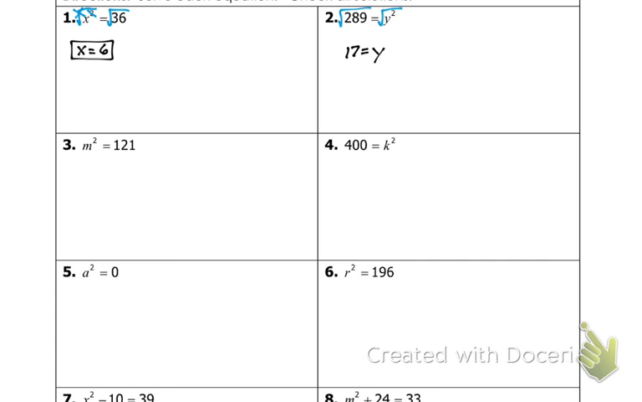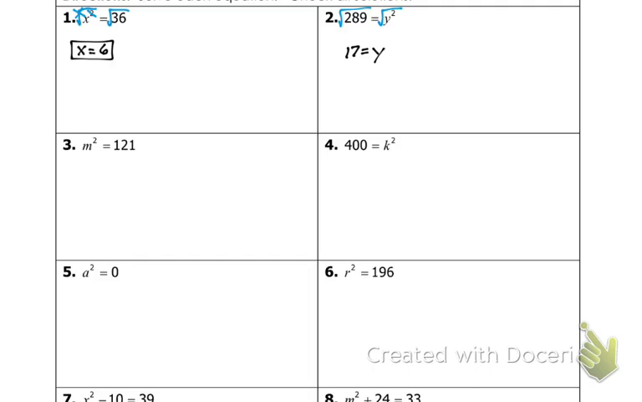What's a negative times a negative? A positive. What's negative 6 times negative 6? Would negative 6 work here? Type in your calculator right now. Make sure you use parentheses. Type in negative 6 squared. What's with parentheses negative 6 squared? Does negative 6 work?